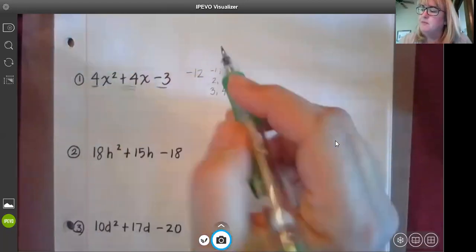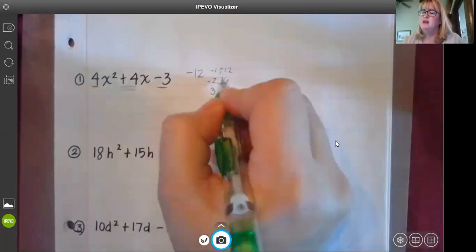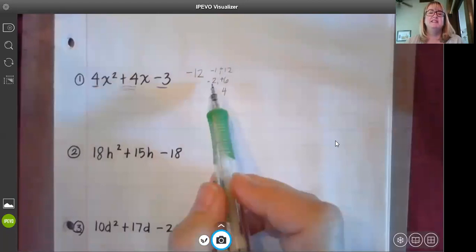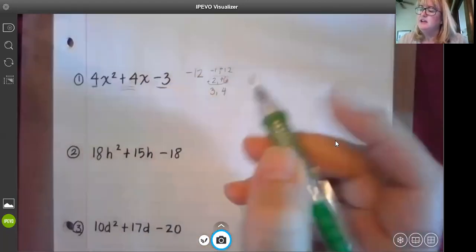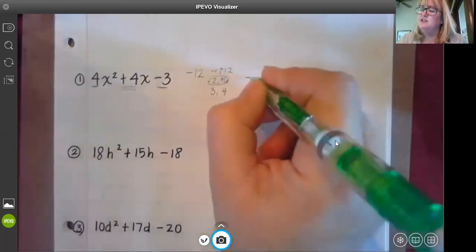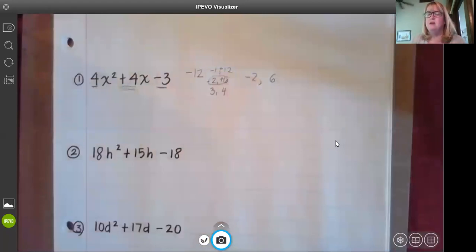That does not work. The smaller one has to be negative, the bigger one has to be positive. If I combine -2 and 6, bingo, that gives me 4. So it is going to be -2 and +6. Those are our numbers I'm working at.